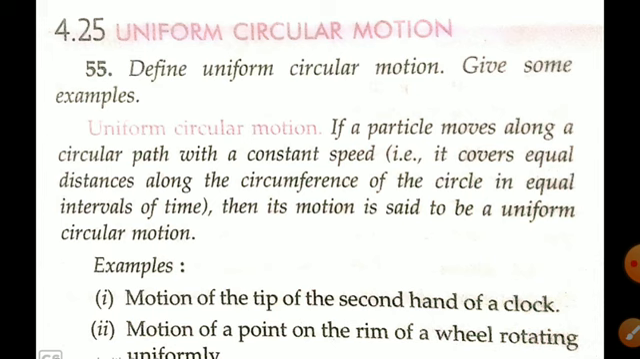Now, what do you mean by uniform circular motion? When an object is moving along a circular path, at every point of the circle its direction is changing. When the direction is changing, it means its velocity is changing, but its speed is kept constant. This type of motion is known as uniform circular motion. Now you can define: if a particle moves along a circular path with constant speed but variable velocity, it is known as uniform circular motion. And the examples are given here.